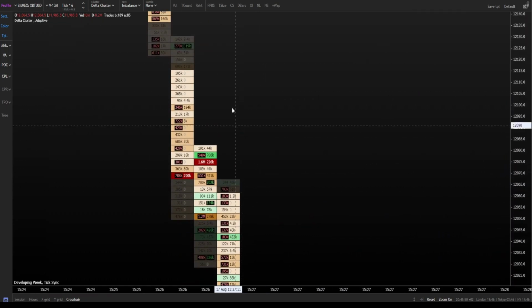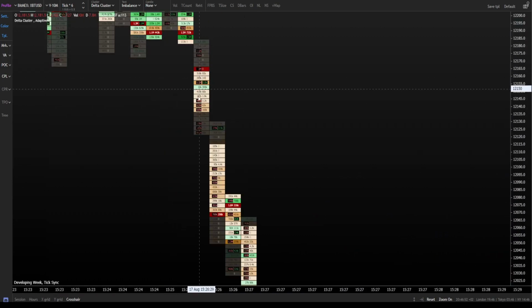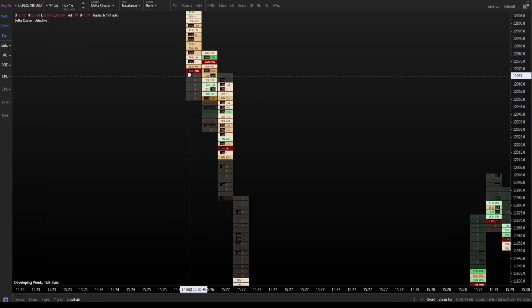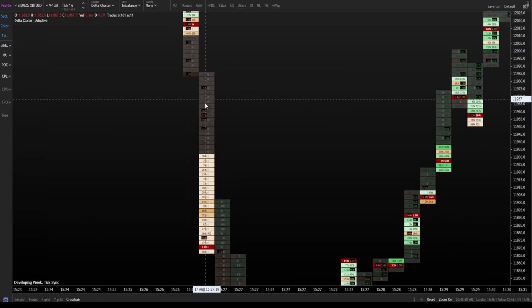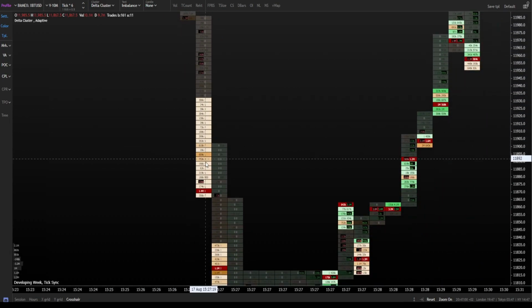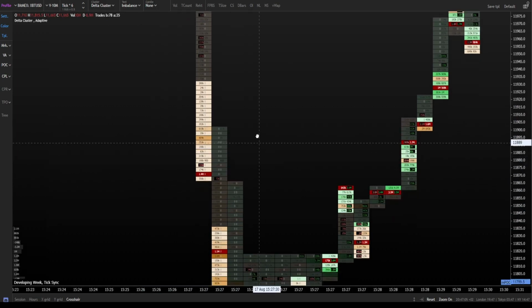You can see that you had all these selling imbalances, and we don't necessarily know yet if these are actual shorts or longs getting stopped out, because you don't know that until you take a look at open interest, for example.